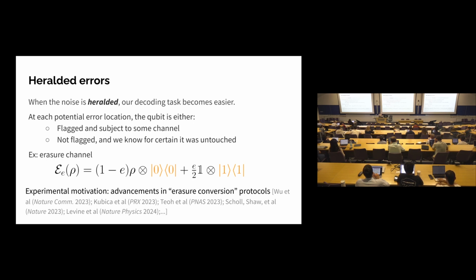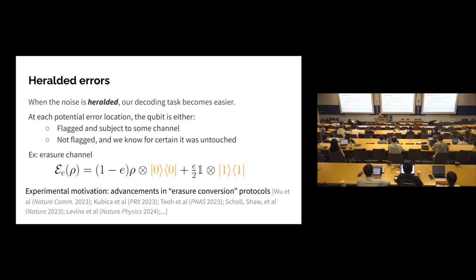In a heralded noise channel, you're told that for each qubit at every possible error location, either you flag the qubit and it's subject to some channel, or if it's not flagged, then we know for certain that it didn't suffer an error. A standard example of a heralded noise channel would be an erasure channel, where if the flag is set, that means you just completely lost that qubit and it got replaced by a fully mixed state.